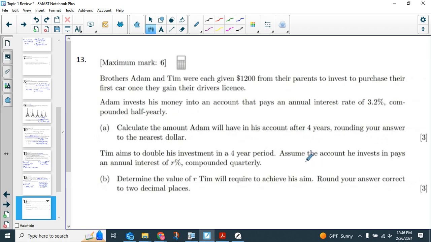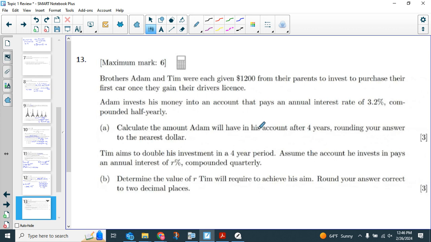Okay, 13. Brothers Adam and Tim were each given $1,200 from their parents to invest to purchase their first car once they gain their driver's license. Adam invests his money into an account that pays an annual interest rate of 3.2%, compounded half yearly. Calculate the amount Adam will have in his account after 4 years, rounding your answer to the nearest dollar. Okay, so again, this is just investing one lump sum of money and waiting. So this is just going to be the compound interest formula.